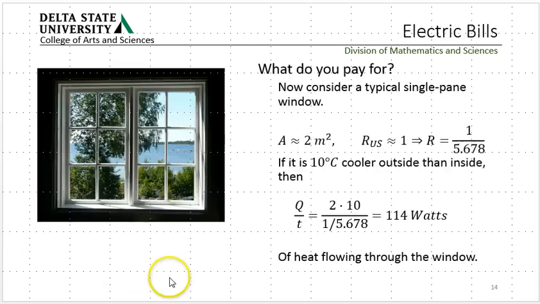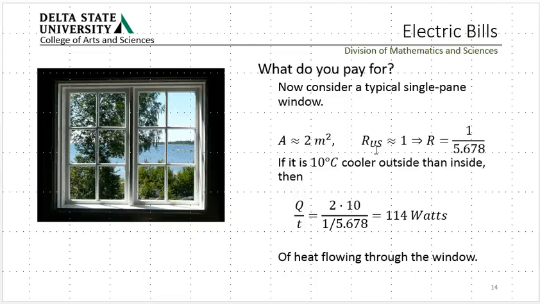Well, let's think about a typical window in a house. Now, this isn't my house because, as you guys know, there's not a lake like this in Cleveland, Mississippi. This is just a random window I grabbed off the internet. The area of a typical window like this is about 2 square meters. The R value in US units for a single pane window is 1. It's a typical R value for a single glass window. To convert that to the metric units we need for these equations, we divide by 5.678.